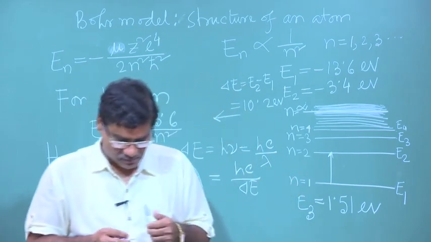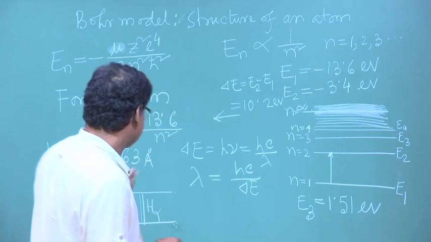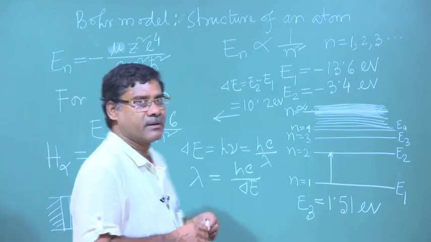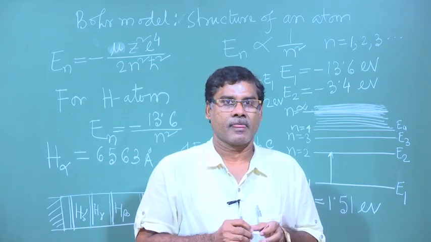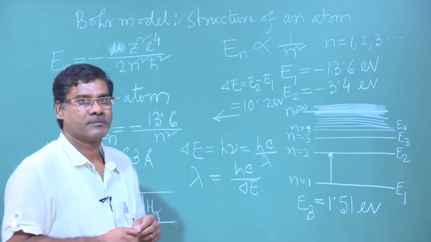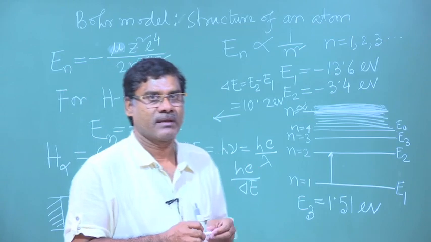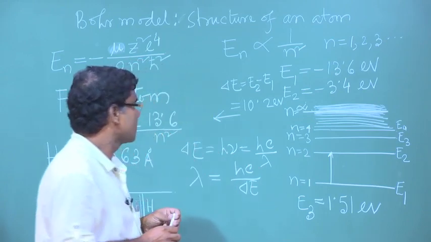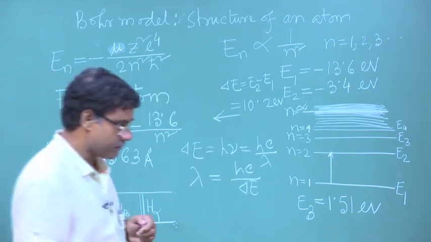So, again that is basically because of the reduced mass, and these spectral lines were coming from the isotope of hydrogen, that is deuteron.